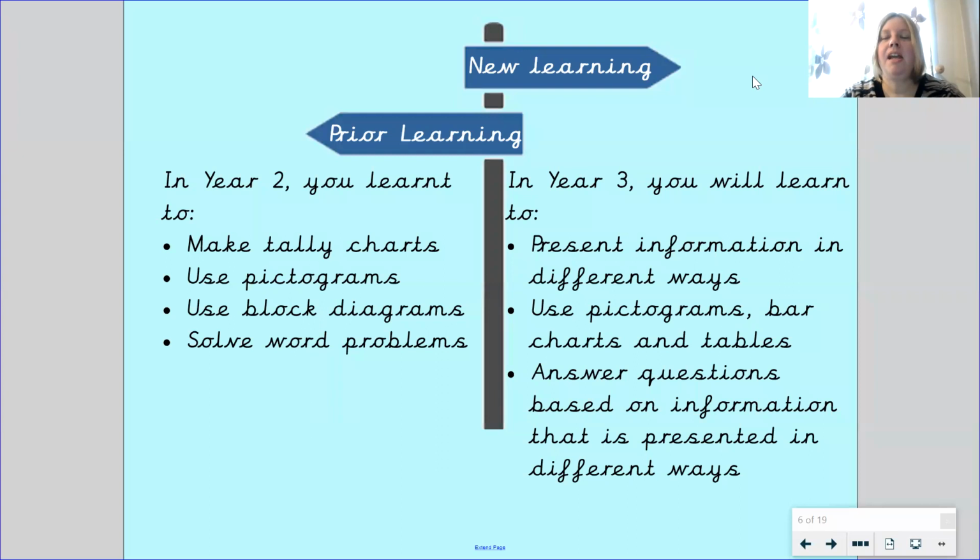Today, we are starting a new block of learning all about statistics. You will remember that in year 2, you learnt to make tally charts, to use pictograms, to use block diagrams, and to solve word problems. In year 3, we are going to be learning to present information in different ways. We will use pictograms, bar charts and tables. We will then answer questions based on information that is presented in different ways.